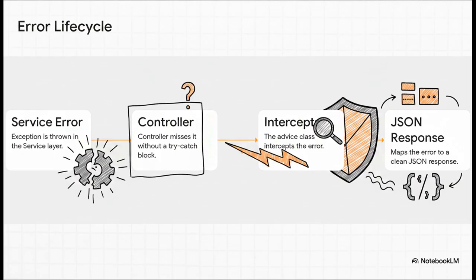Step 1. Your service layer throws an exception. Maybe a user just wasn't found in the database. Step 2. Your controller doesn't have a try-catch block, so the error slips right past it. But wait, Step 3. Your RestControllerAdvice class intercepts that error right out of the air before it can break your application or send a 500 status to the client. And finally, Step 4. It maps that error to a clean, descriptive JSON response.